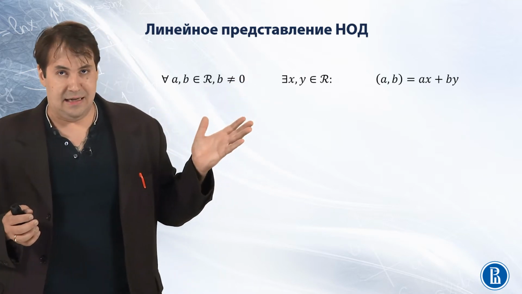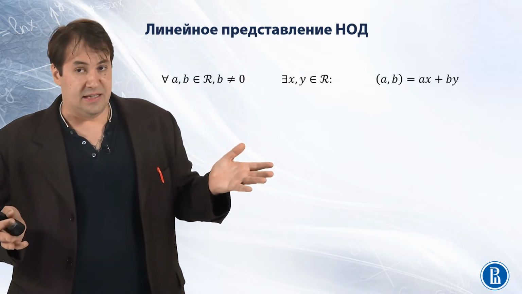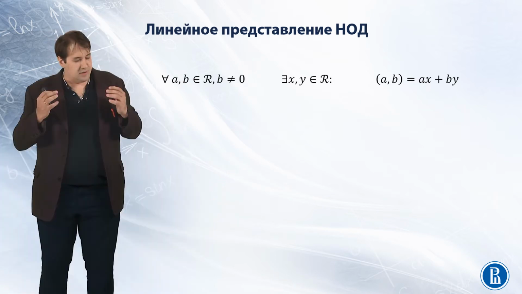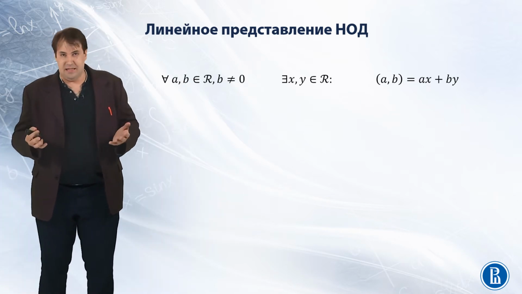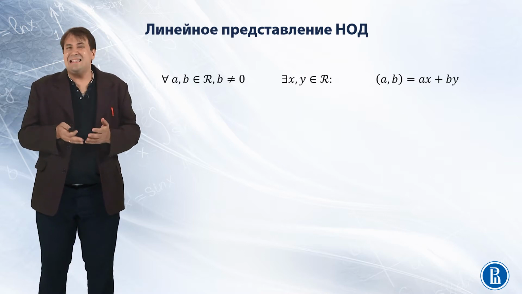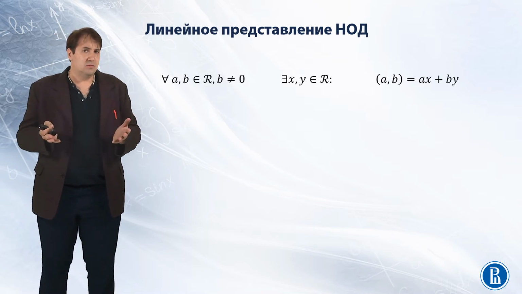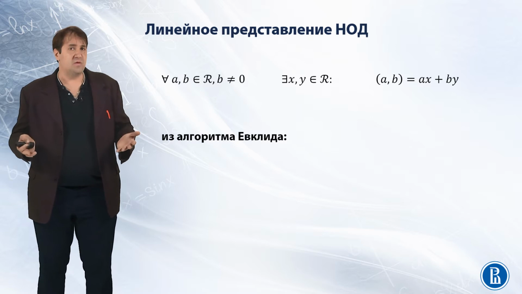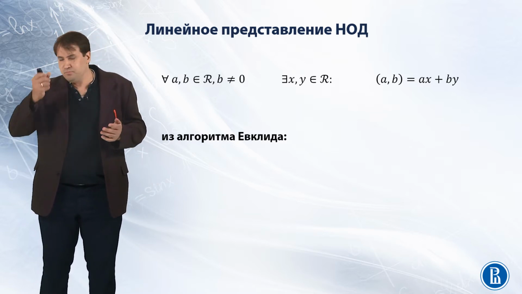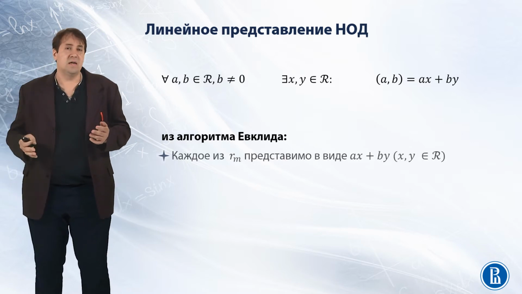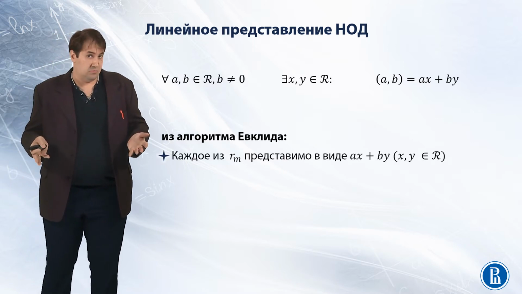On the left-hand side, we have the greatest common divisor of a and b. On the right-hand side, we have the linear representation. So, why is this so? This is a statement, and we are going to prove this. Why is it true? Well, actually, it is very easy to prove from the Euclidean algorithm.